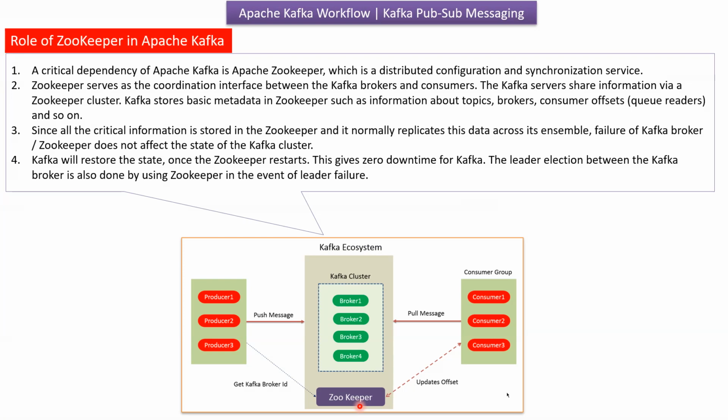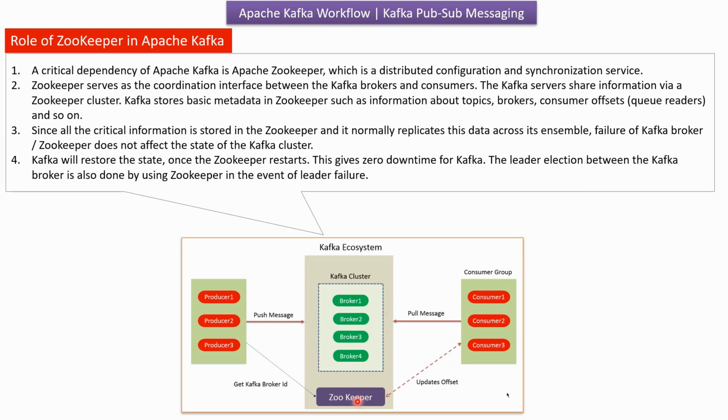Now we will see the role of Zookeeper in Apache Kafka. A critical dependency of Apache Kafka is Apache Zookeeper. Apache Zookeeper is a distributed configuration and synchronization service. Zookeeper acts as a coordination interface between Kafka brokers and consumers. Kafka servers share information via the Zookeeper cluster. Kafka stores basic metadata in Zookeeper, such as information about topics, brokers, consumer offsets, and so on.